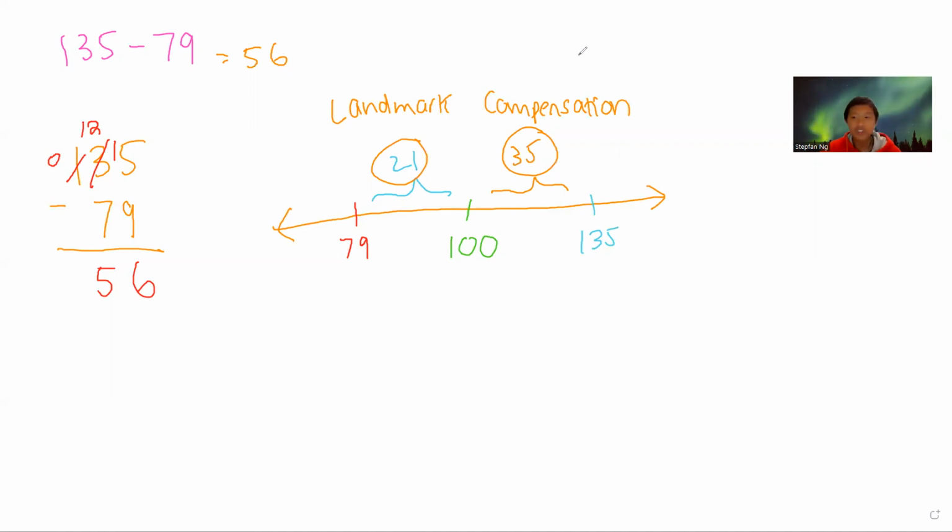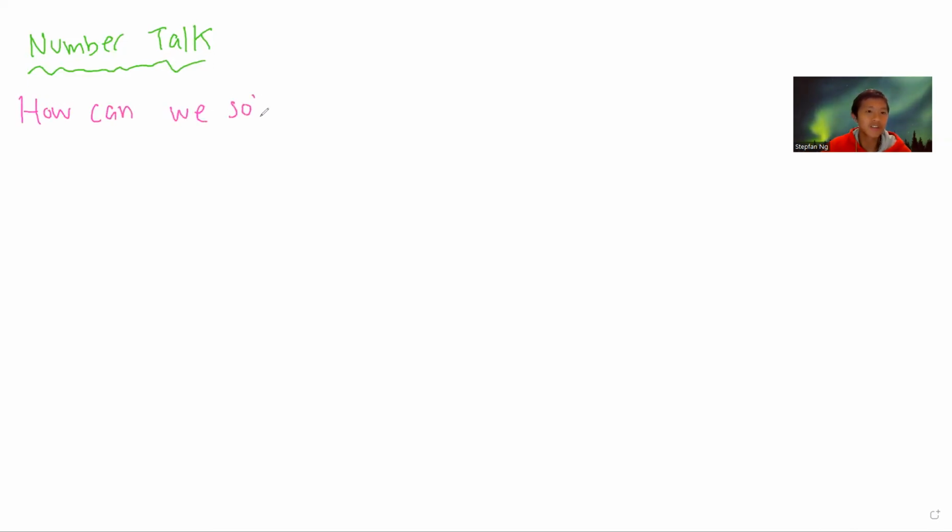Okay, now let's do something that I like to call number talks. So in math, there's several ways to think about a problem. So how can we do 16 times 5? How can we solve 16 times 5? There's so many methods, and it even surprises me.